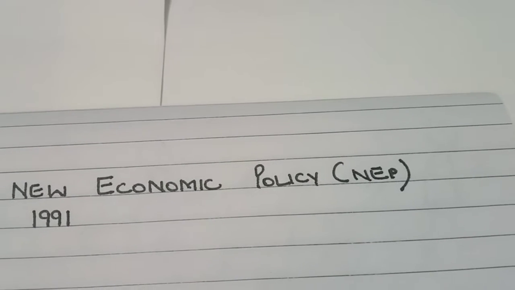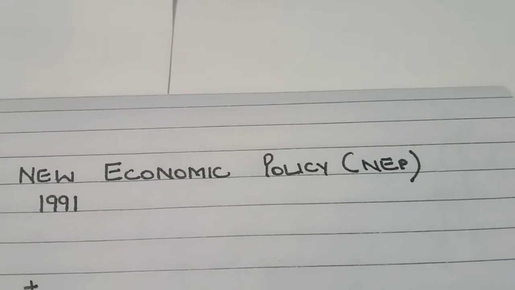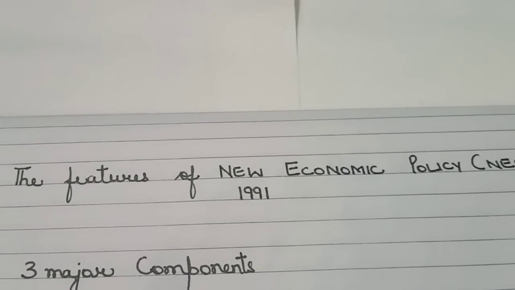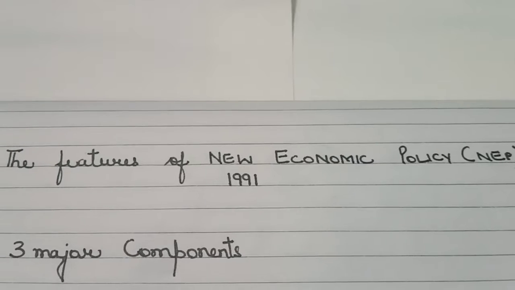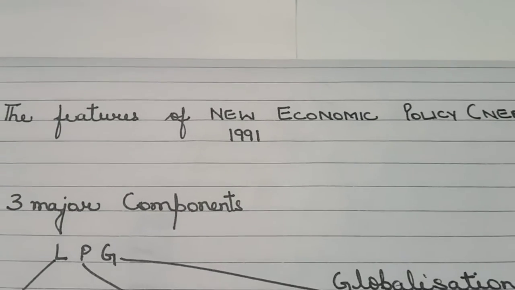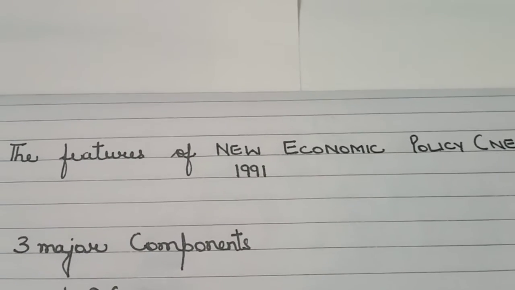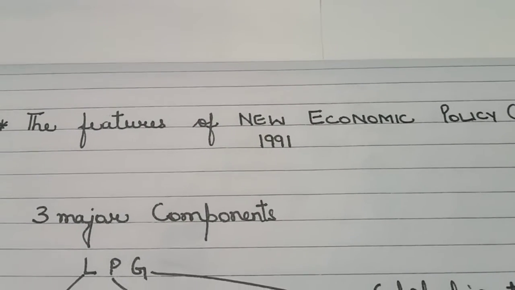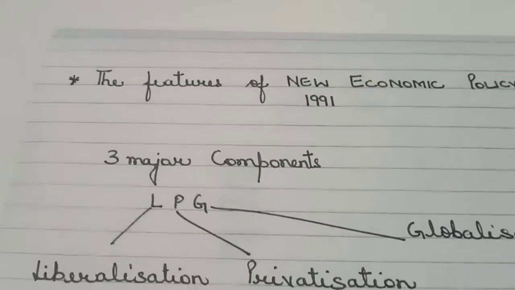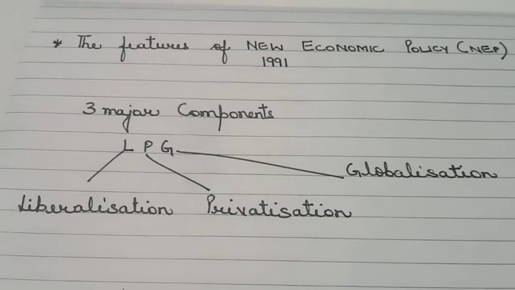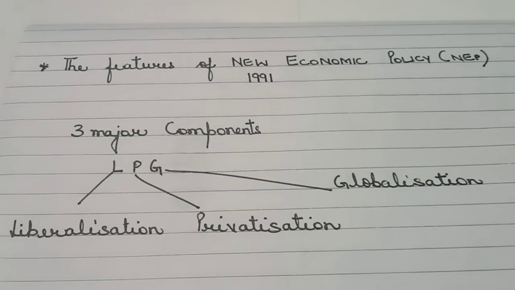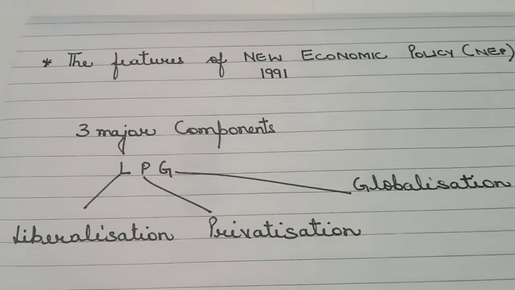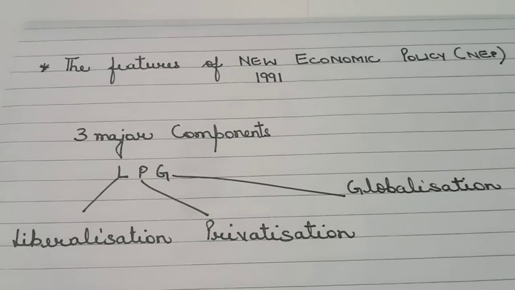The only topic that is included from NEP in this chapter of business environment is the changes, the features of the new economic policy, as in the new changes that were made in this policy. So the three major components that are included in our syllabus are L, P and G. Although the term LPG is not new for any one of us because we've already studied this in class 10th, still it is a part of our syllabus and hence we will go through it.